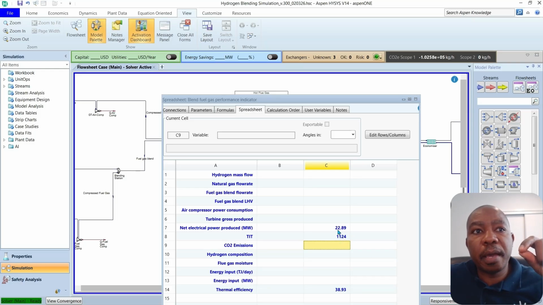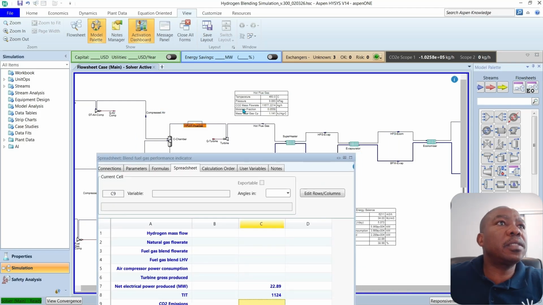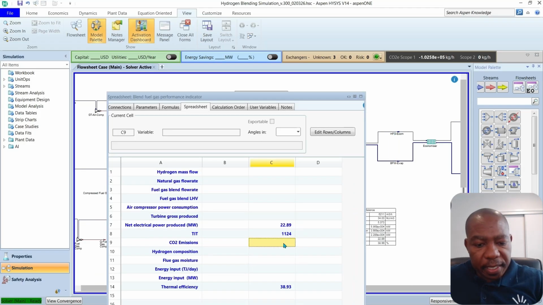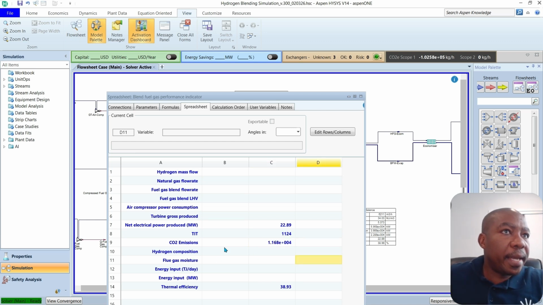So we need to be careful not to exceed this temperature. And then the CO2 emissions from our baseline, or here CO2 mass flow rate, is 11,677 kilograms per hour. And what else can we track? I think that's okay for now.